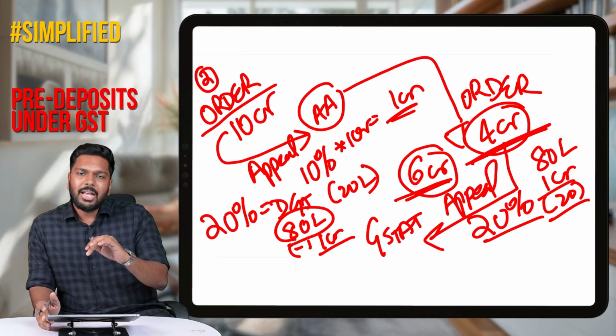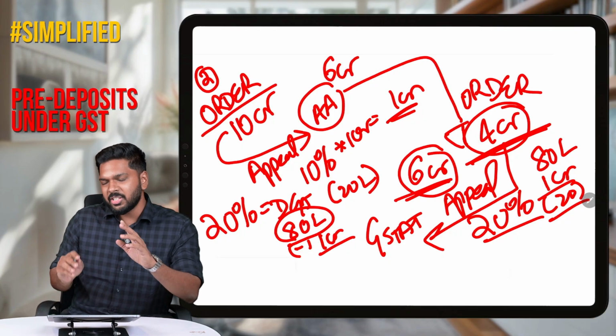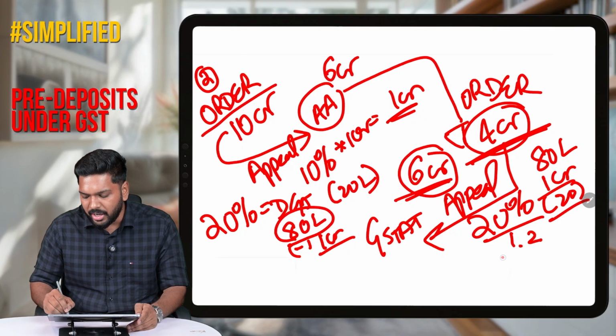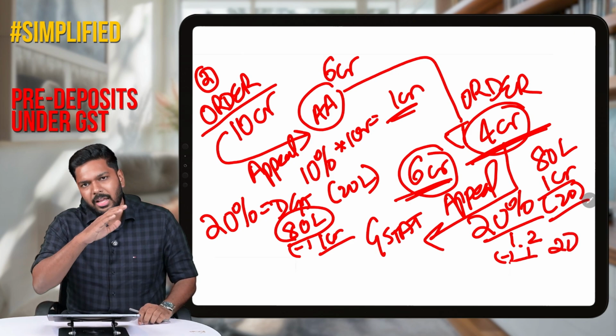Now let's say 6 crore is the disputed tax amount. So 6 crore into 20% is 1.2 crore, minus 1 crore that you already paid. 20 lakhs is what you have to pay to the department before you file an appeal to the GST Appellate Tribunal.